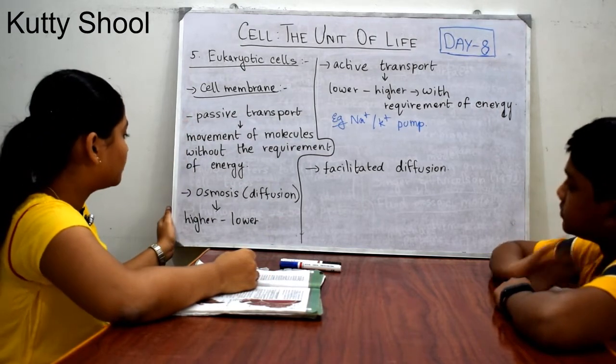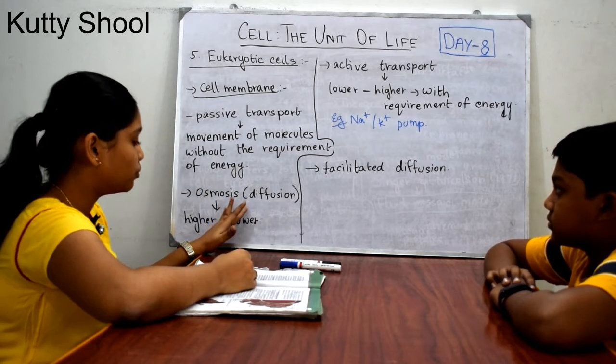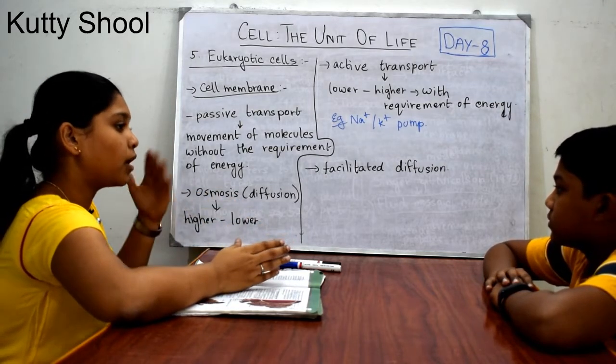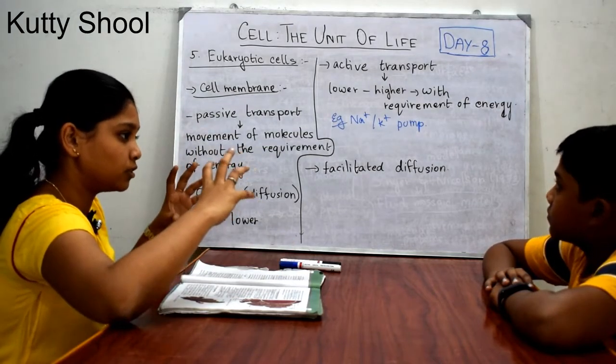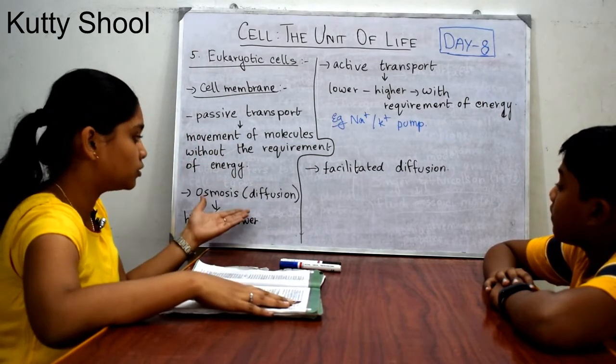Okay. And then osmosis is a kind of diffusion, simple diffusion, where in simple diffusion the fluid just diffuses from higher concentration to lower concentration. From higher concentration it diffuses to lower concentration regions. So it is known as diffusion.